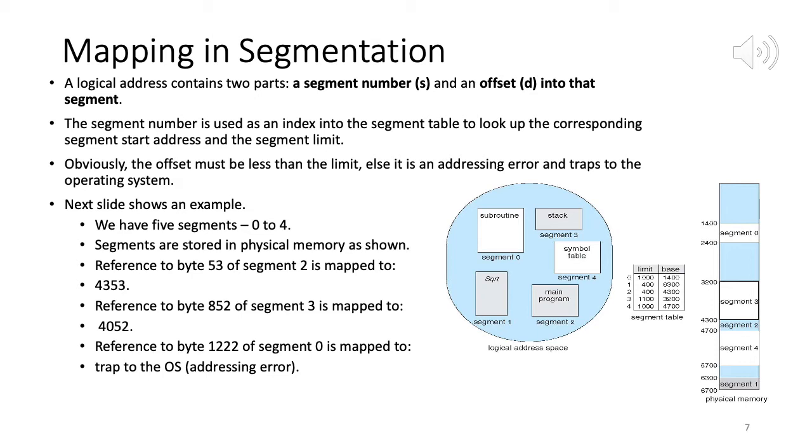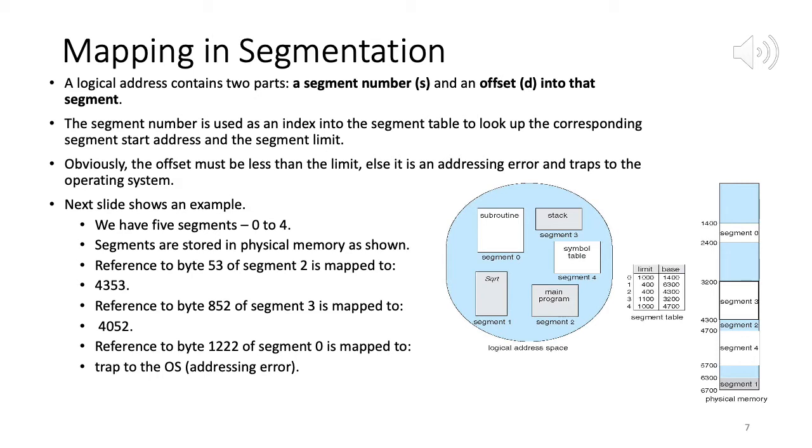Now how do we do a lookup? Let's say we want to reference byte 53 of segment 2. Our address will have 2 components. It's a binary thing, so from that we can extract the segment number and the offset. Once we have extracted and converted to decimal, the segment number is 2 and the offset is 53.